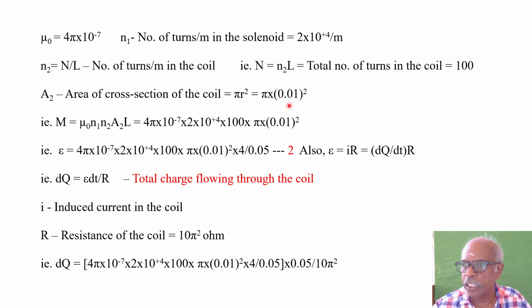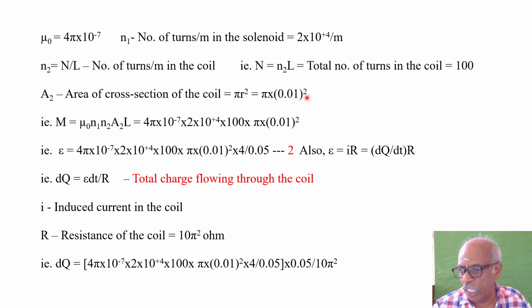What is the radius? 0.01 is the radius of the coil that has been given in the question. So A2 is pi r squared, pi into 0.01 the whole squared. So M is equal to mu naught n1 n2 A2 L, where L is the capital L. Mu naught is 4 pi into 10 power minus 7. What is n1? 2 into 10 power plus 4. Same for n2, into L, that is capital L, that is 100, into what is A2? Pi r squared, pi into 0.01 the whole squared.